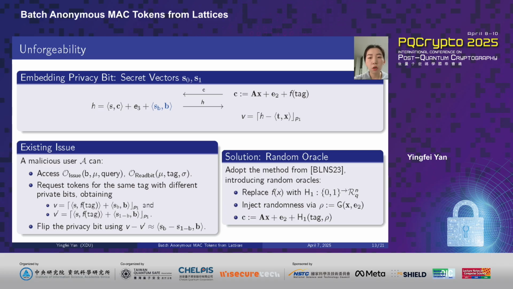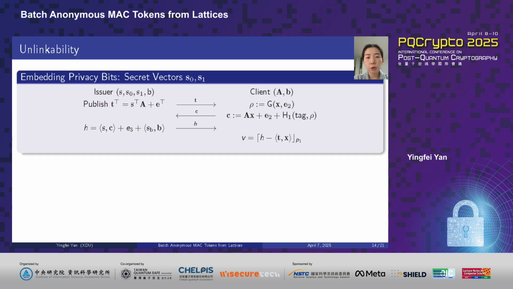The random oracles hash1 and hash G prevent predictability, so even identical tags use fresh C due to the unique row. Now we've ensured unforgeability. Let's turn to our second security goal, unlinkability. Specifically, we must prevent a malicious issuer from embedding unique secrets in bit-specific vectors S0 and S1 to track users.